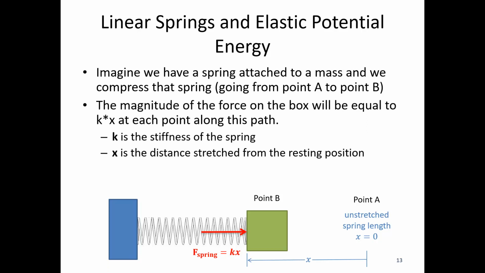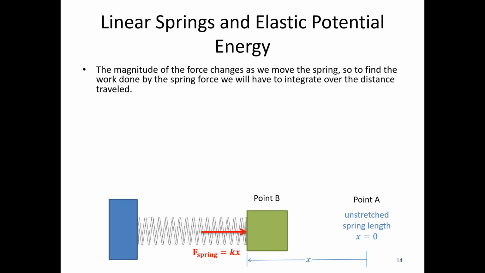So the magnitude of the force on the box is going to be equal to kx at each point along its path. So k is the stiffness of the spring. k is larger for stiffer springs. It is smaller for stretchier springs. And x is the distance that we've stretched from the resting position. So if I've gone from point A over here to point B, say I've traveled 4 inches, my x value is just going to be that 4 inches. The direction is not going to be important. Whatever the direction is, the spring is going to oppose that, basically.